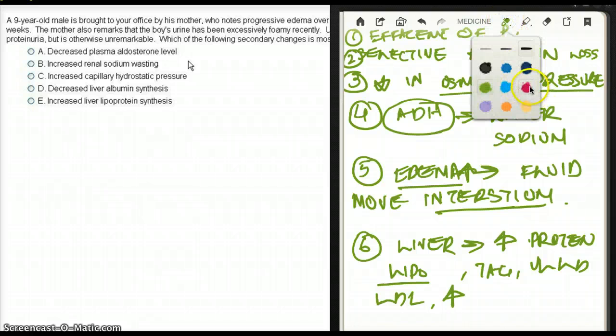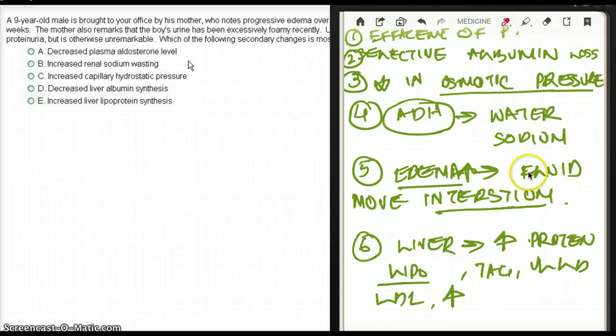So now that we understand the concept of minimal change disease, we can approach this question. Choice A says decrease in plasma aldosterone level. Aldosterone level is going to be increased because of the decrease in pressure. So choice A is not the correct answer. Increased renal sodium wasting? Renal sodium is not going to be wasted. In fact, sodium is going to be a little bit absorbed because water is being absorbed. So choice B is not the correct answer either.